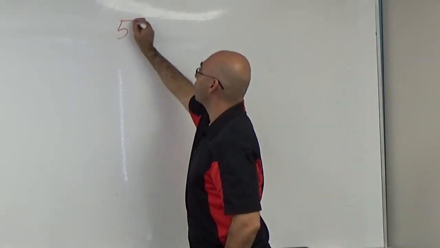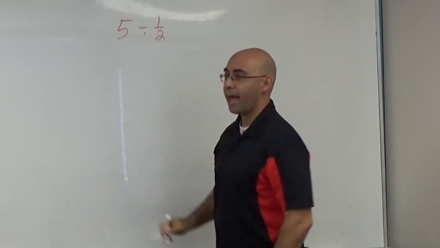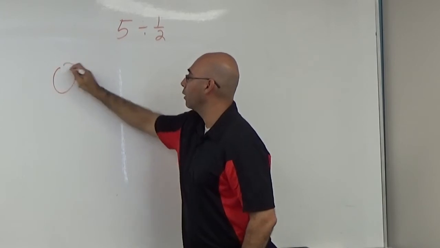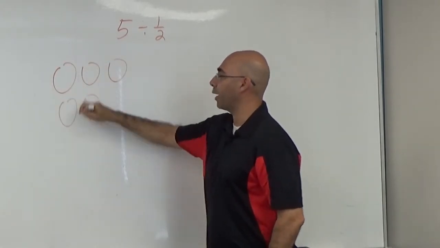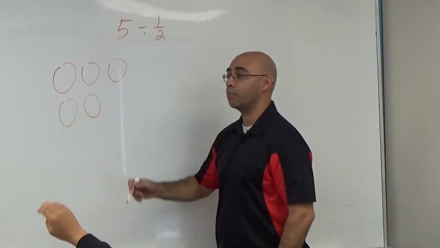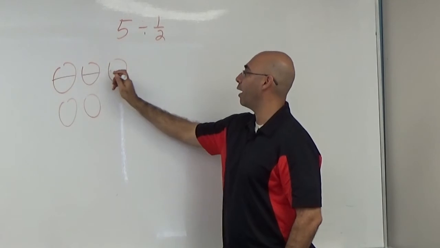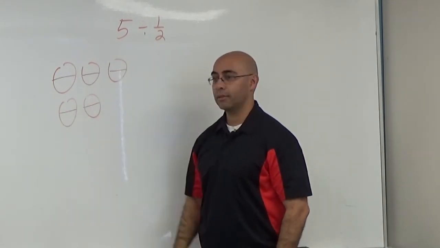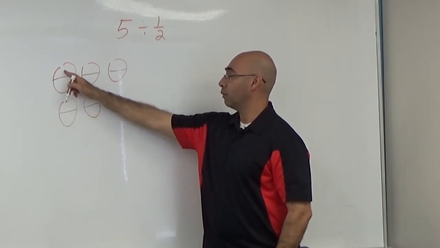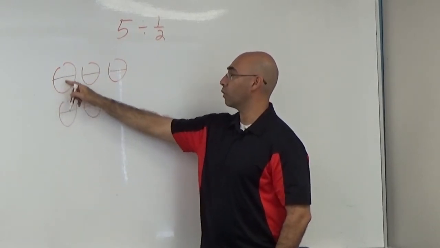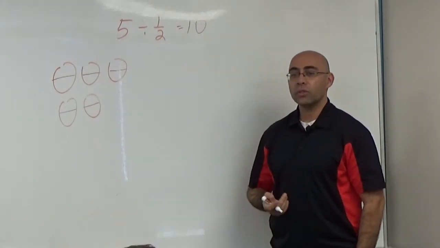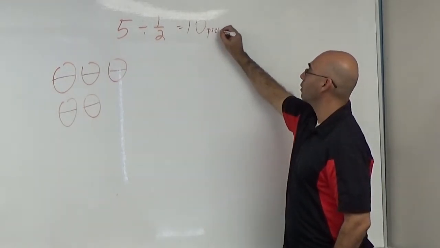Let's say you have 5, and you're going to divide it into halves. Now, if I were to draw a picture for this, I have 5. 1, 2, 3, 4, 5. And I'm going to divide this into half pieces. Cut in half, cut in half, cut in half, cut in half, cut in half. The question is, how many pieces are there? How many pieces do you see here? 10. So the answer is 10. So using the picture, we got ourselves 10 pieces.